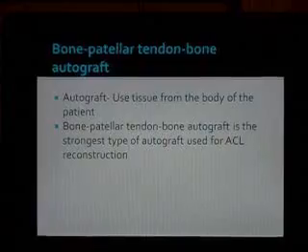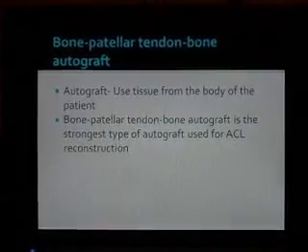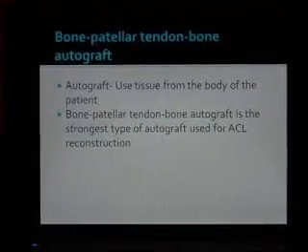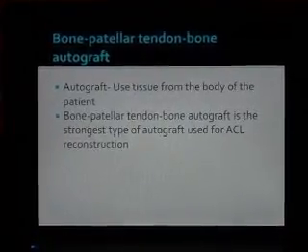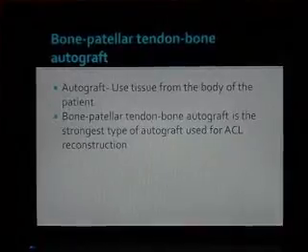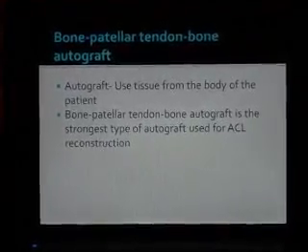The patient is a 19-year-old female that injured her right knee playing intercollegiate basketball 1 week before the initial evaluation. She had surgery on her ACL with a bone patellar tendon bone autograft 3 days before the initial evaluation. An autograft is when they use tissue from the body of the patient. The bone patellar tendon bone autograft is the strongest type of autograft used for ACL reconstruction surgery.